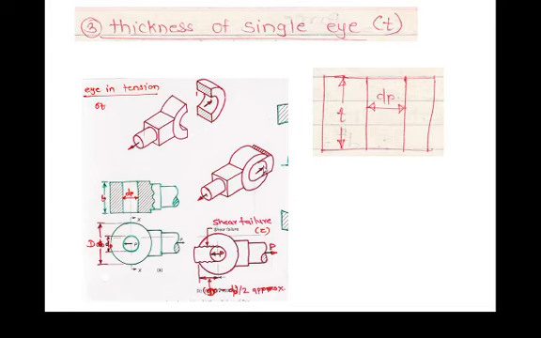Now there are two eyes, two ends are there, therefore the area will be double. What will be the area? Outer diameter minus inner diameter into the thickness. What is the thickness of double eye? That is nothing but T1.